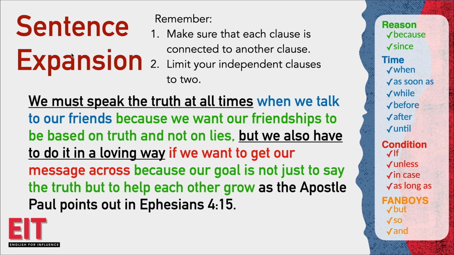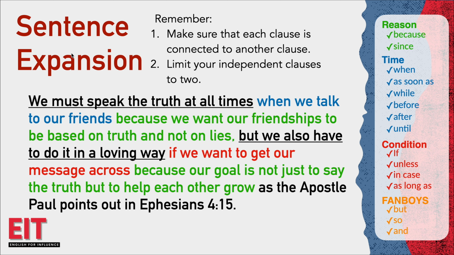The way that we can make sure that we only have two independent clauses is to use only one of the fanboys in our sentence. Like here, we only have one "but," right? Wait. You might say, no, we don't. We have another one in our "because" clause. Because our goal is not just to speak the truth, but to help each other grow. So we have two actually.